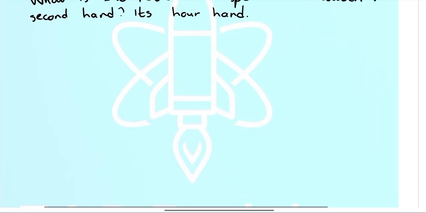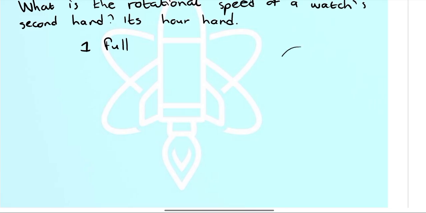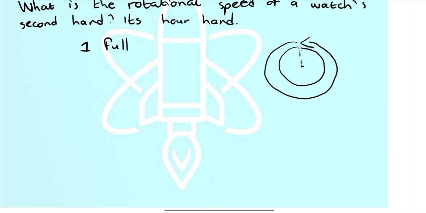Okay, so to find the rotational speed of a watch's hands, we have to express the answer in radians per second. So we know also that one full revolution of a watch, if you have your watch over here, starting here, if you move all the way around until here, this is one revolution, which is 60 seconds. So one full revolution is equal to 60 seconds.